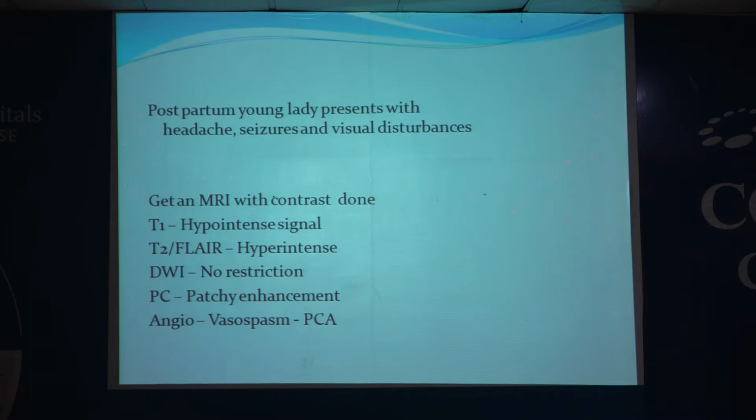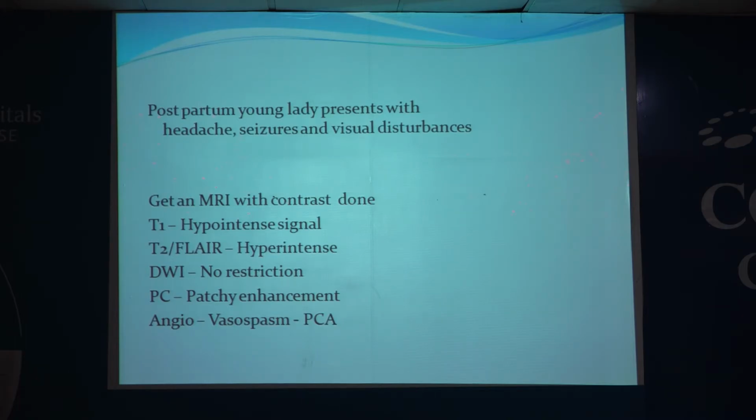Next topic, postpartum lady presents with headaches, seizures and visual disturbances. Of course, we suspect posterior reversible encephalopathy syndrome and get an MR with contrast done. So we see the following changes. The affected areas will show a T1 hypointense signal, T2 and flare hyperintense signal. There will be no restriction on diffusion weighted imaging. Post contrast, there may be patchy enhancement, and angio will not show any occlusions or blocks, but there will be vasospasm of the affected areas, that is posterior circulation.